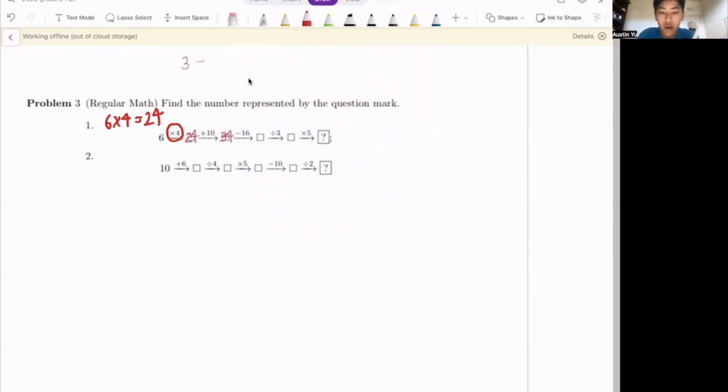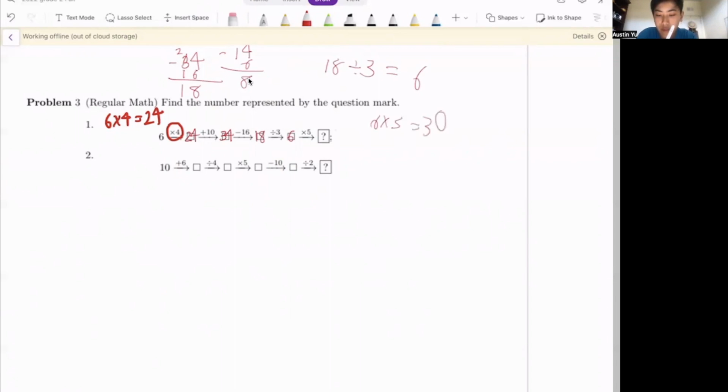And then 34 minus 16, let's do it on the top together. 4, borrow a 1 from the 3, the 3 becomes 2, 4 becomes 14, minus 6 equals 8, 2 minus 1 equals 1, so this becomes 18. And then 18 divided by 3, well, according to the division table, it's 6. And then 6 times 5, obviously it's 30. So 30 is the final answer for the row on the top.